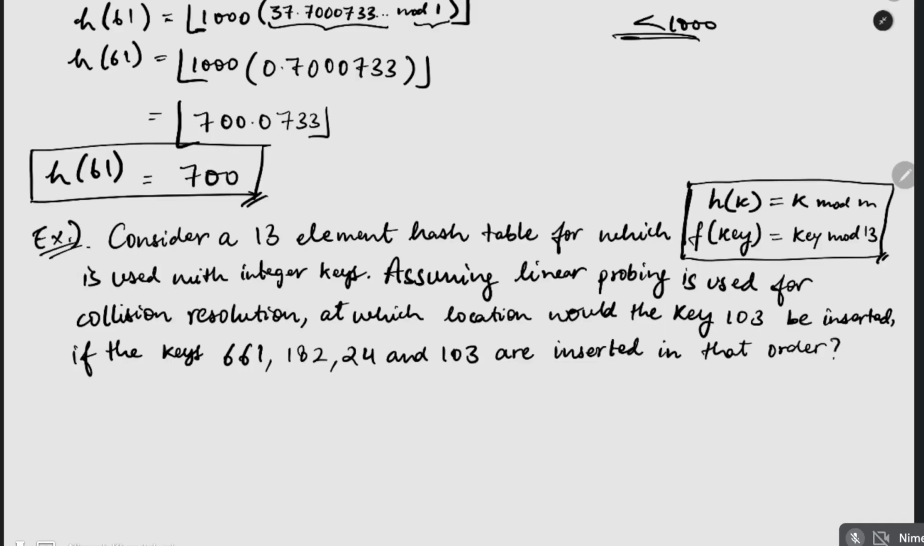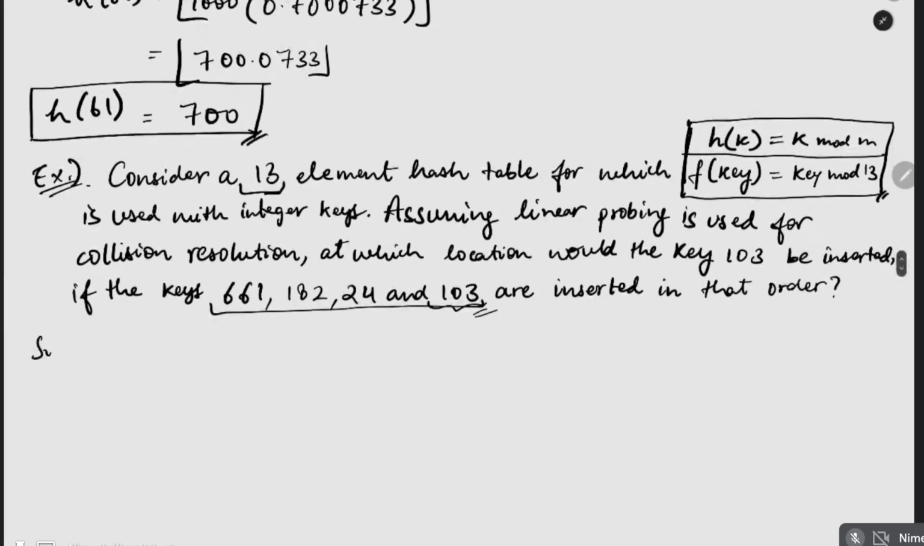Okay, so if we add these keys in a hash table containing 13 elements with a hash function that is the division method of hashing, if these values are inserted in this hash table, then where will this 103 end up? Right, so let's try to write the solution for this.